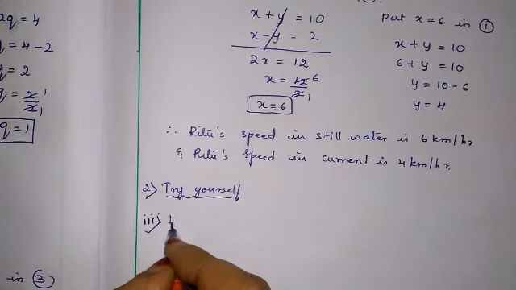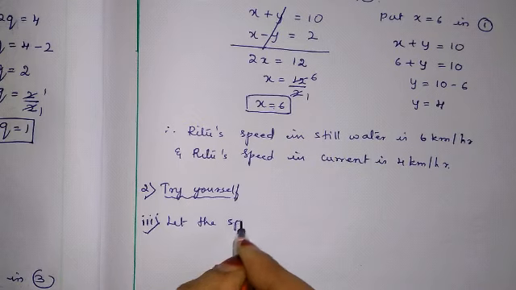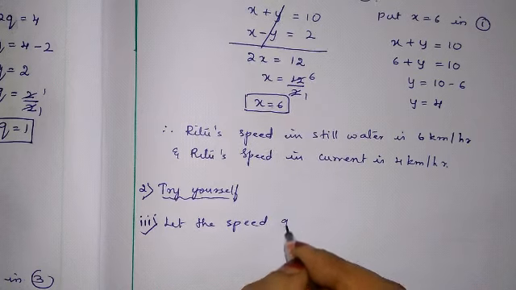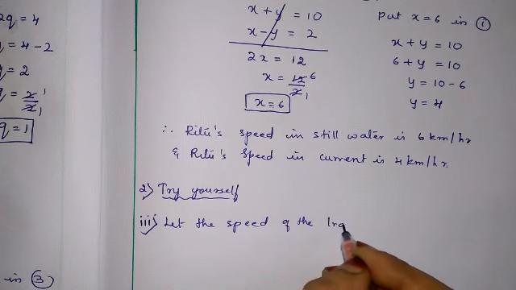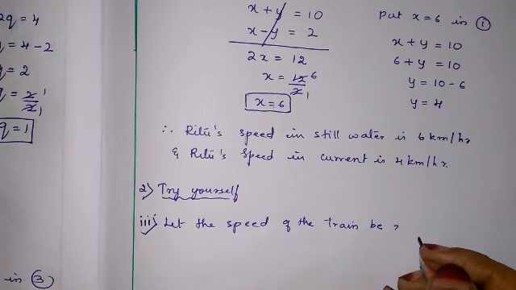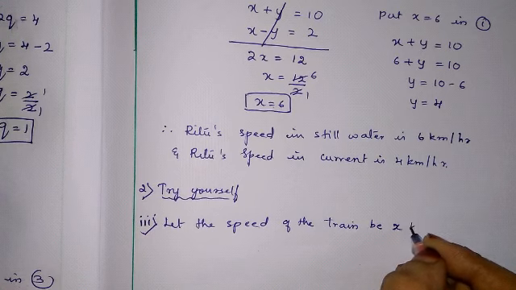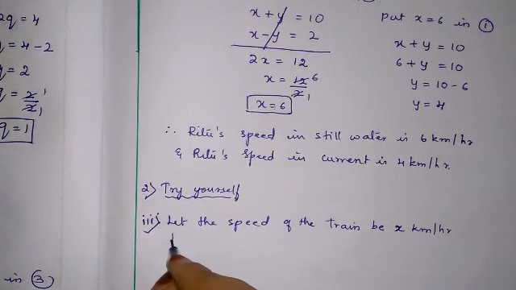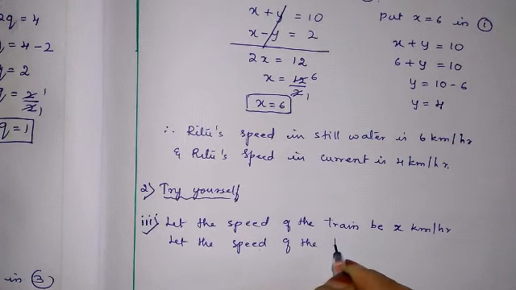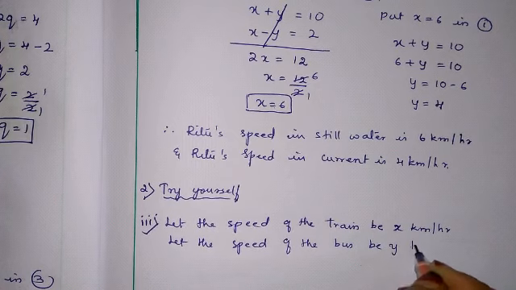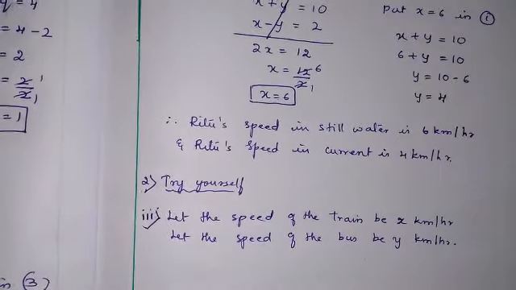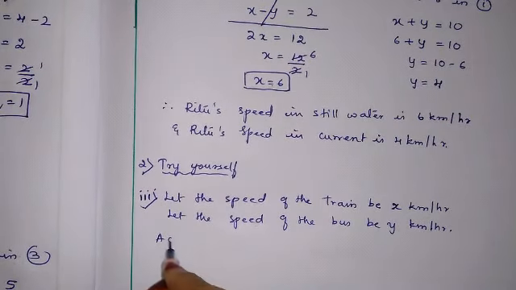So let the speed of the train be x kilometer per hour, or whatever we want we can take, and let the speed of the bus be y kilometer per hour. Now the question is, according to the condition, that is very important, according to the given condition.